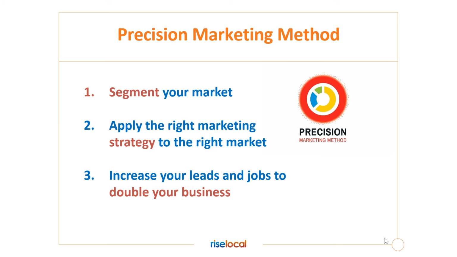Okay, so they're the 3 strategies we use to help you double your business. And just to recap the precision marketing method, we start by segmenting your market. We then apply the right marketing strategy to the right market, and then we increase your leads and jobs to double your business.